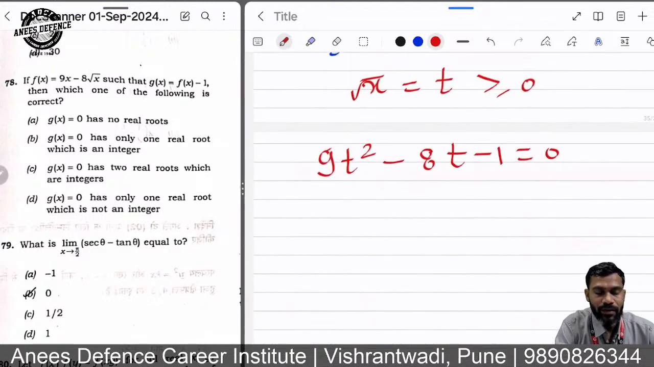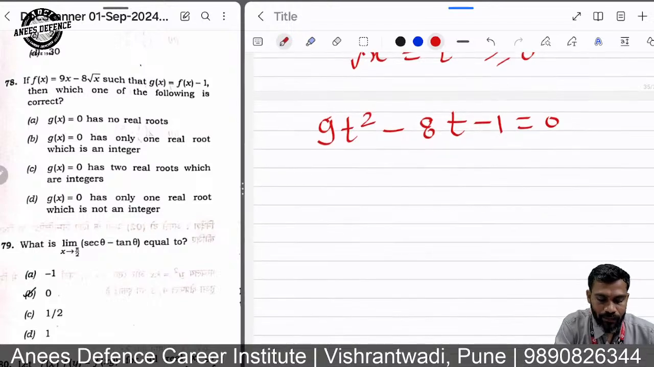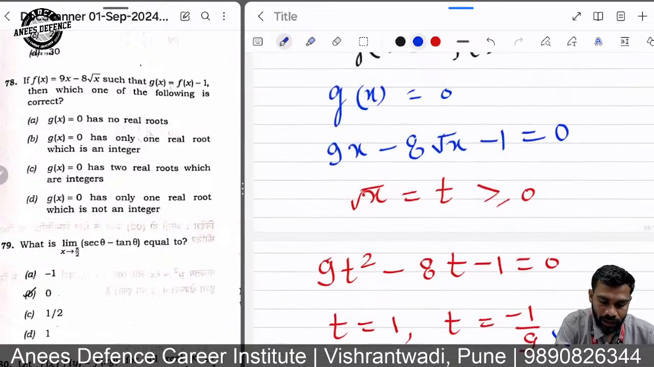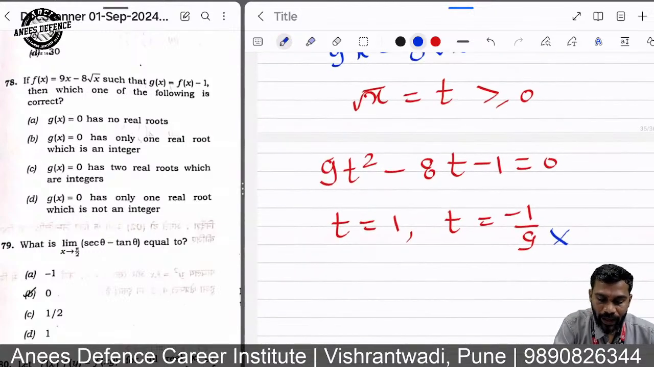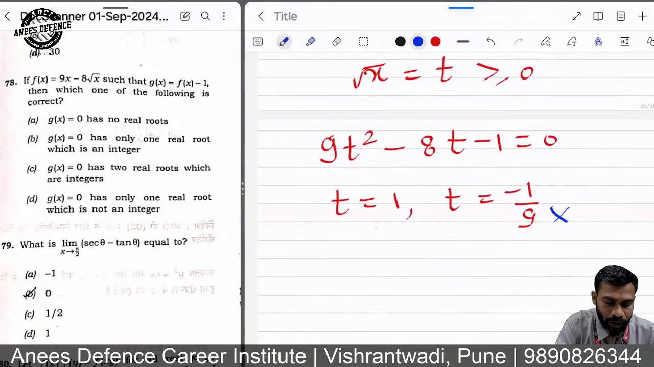always remember, if the sum of the coefficients is 0, then one of the roots will be 1 and the other root will be c by a in a quadratic. So if you see, the sum of all the coefficients here is 0, right? So t will be 1 and the other root will of course be negative, minus 1 by 9. So this can't be possible, as we have already mentioned that t cannot be negative, right? Okay, so we have got t is equal to 1.